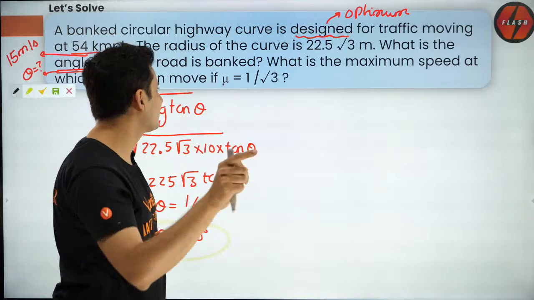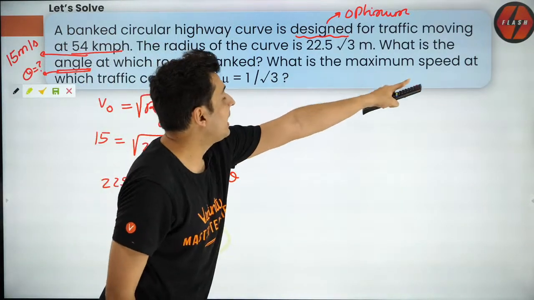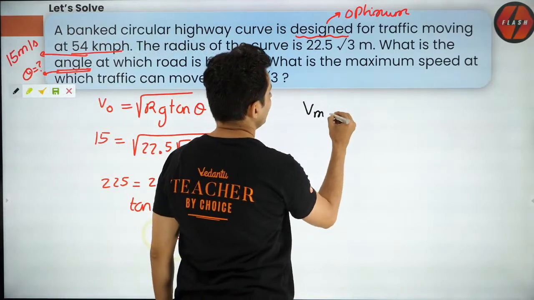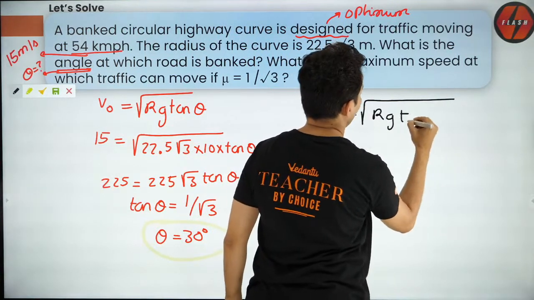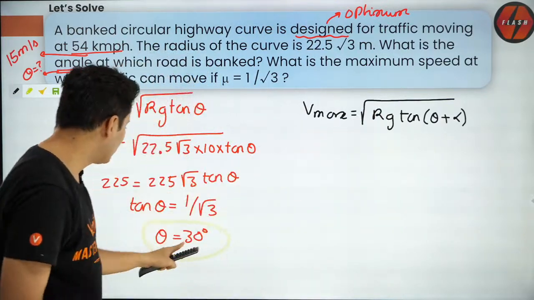Okay, I hope this is clear. Now the next part, what is the maximum speed? Now remember, for maximum speed, what is the formula? Root of Rg tan theta plus alpha. Now theta I just figured out.